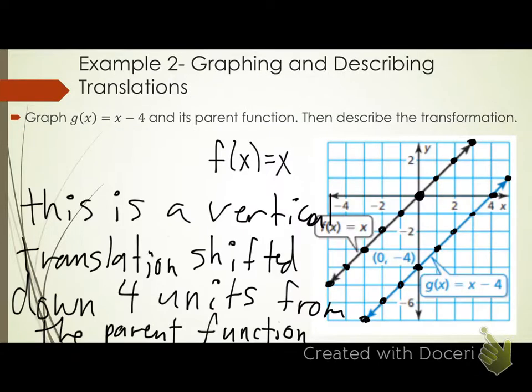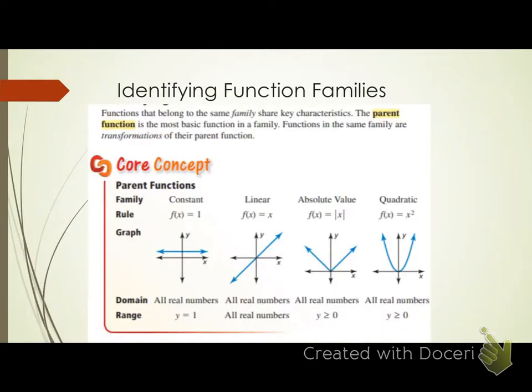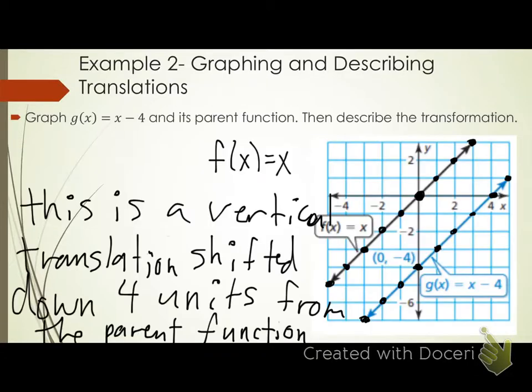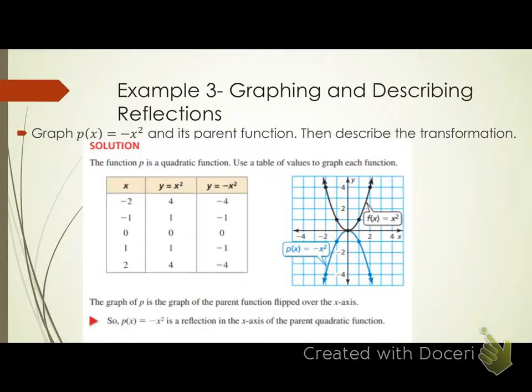If we go back here to our quadratic, I know it's a parabola. What is a parabola? What does that mean? It's the U-shape. This is the name of this graph, a parabola. Now I know it's a parabola because it's squared.